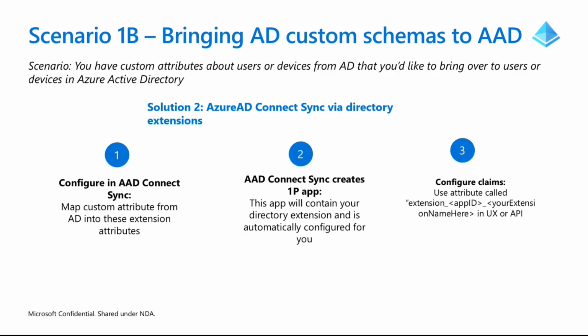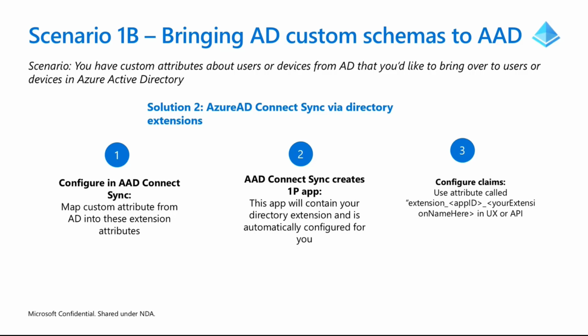So now the scenario is again the same, bringing on-premise AD custom schema to Azure Active Directory. Now the option you have, or 1B option particularly. The first option we discussed was using extension attributes 1 through 15. And now we are going to talk about how you create custom extensions on your directory.